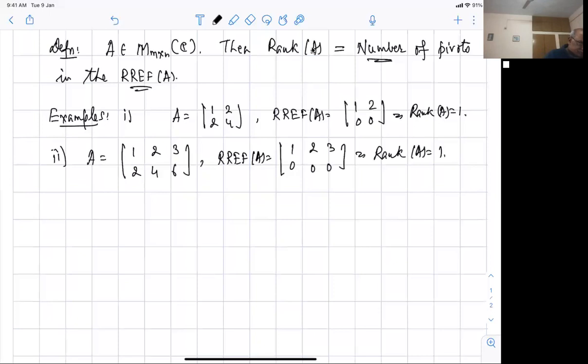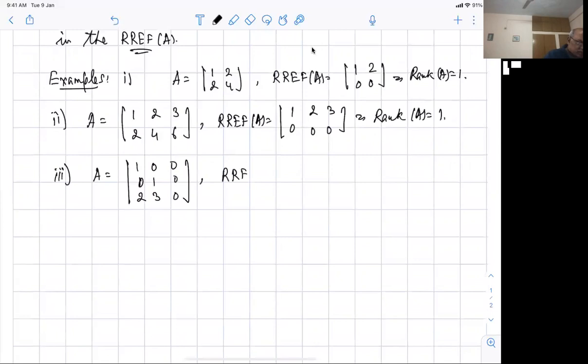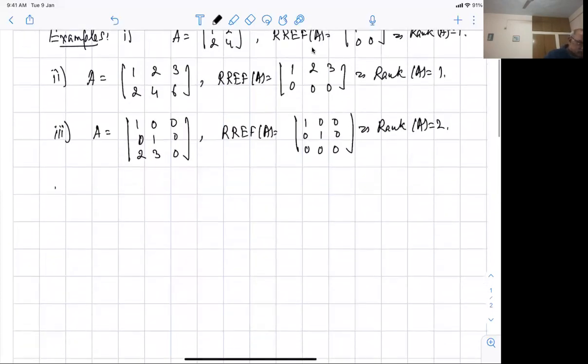Third example. A is 1, 0, 0, 0, 1, 0 and 2, 3, 0. Then I would like you to check that the RREF of A is nothing but 1, 0, 0, 0, 1, 0, 0, 0, 0. And this implies the rank of A is 2. Fine. Fourth, if A is the identity matrix, this implies the rank of A is n.